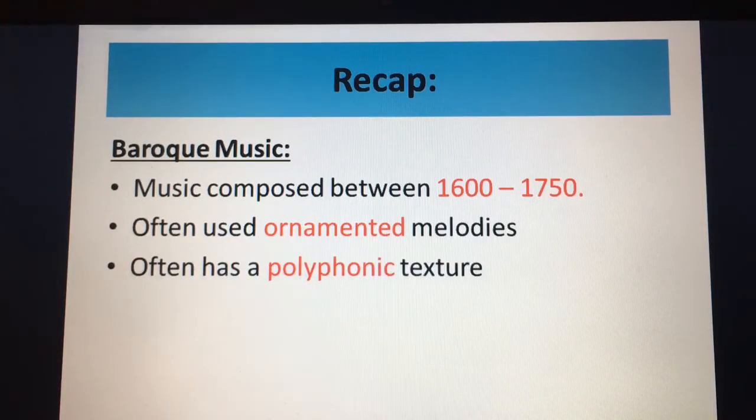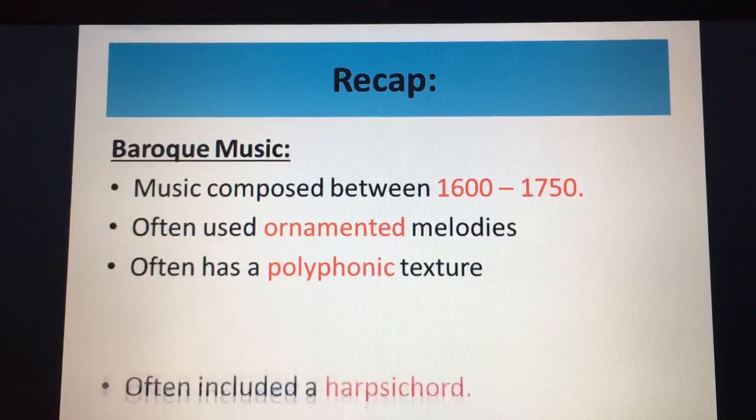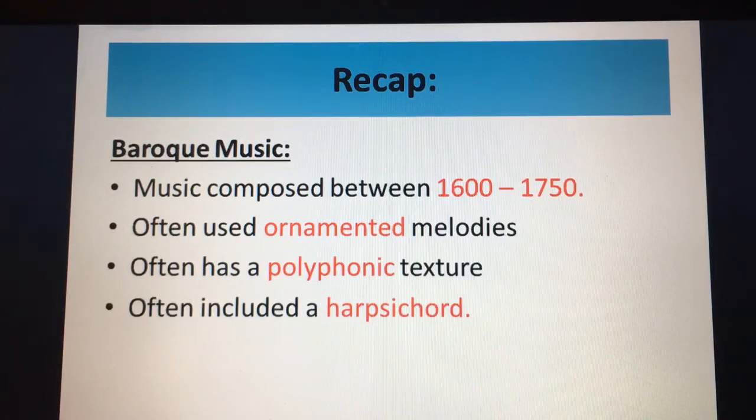It often has a polyphonic texture, and that's a big word, that one. Remember that poly means many. So it's when there's two or more different melodies that weave in and out of each other that creates polyphonic texture. It often includes a harpsichord.